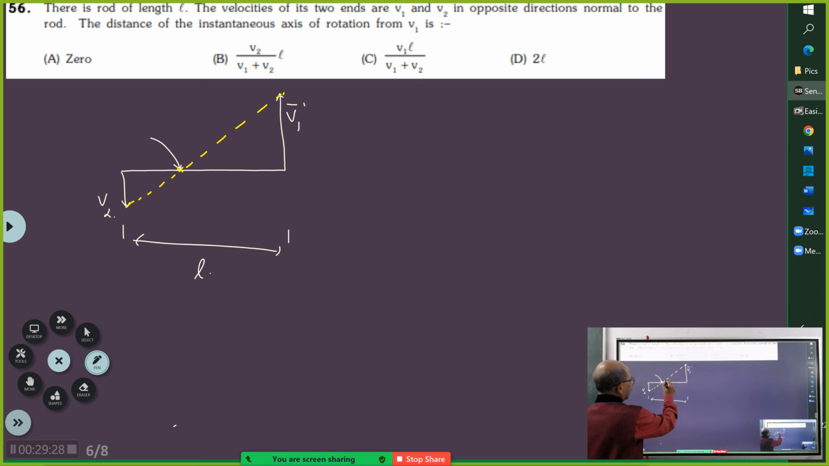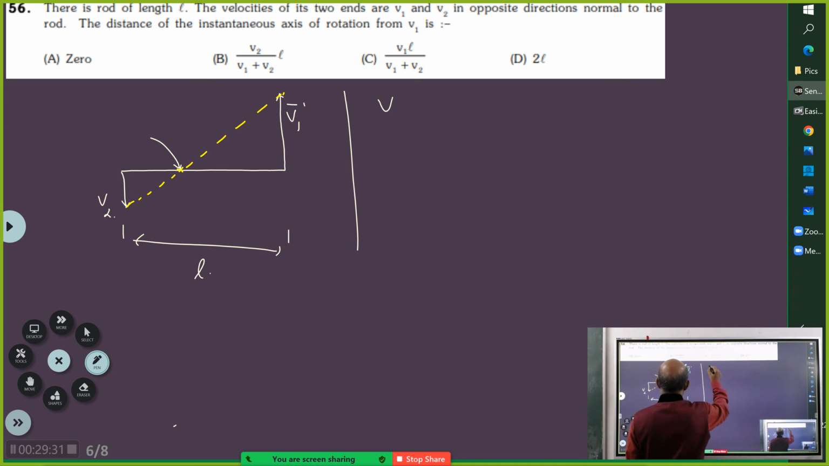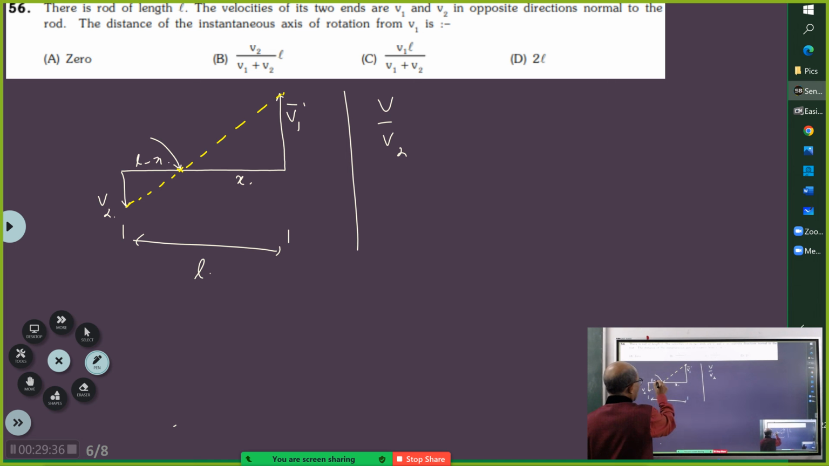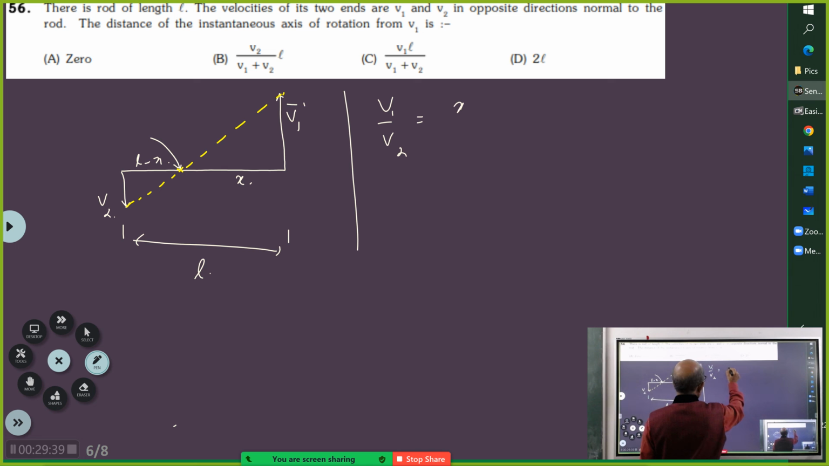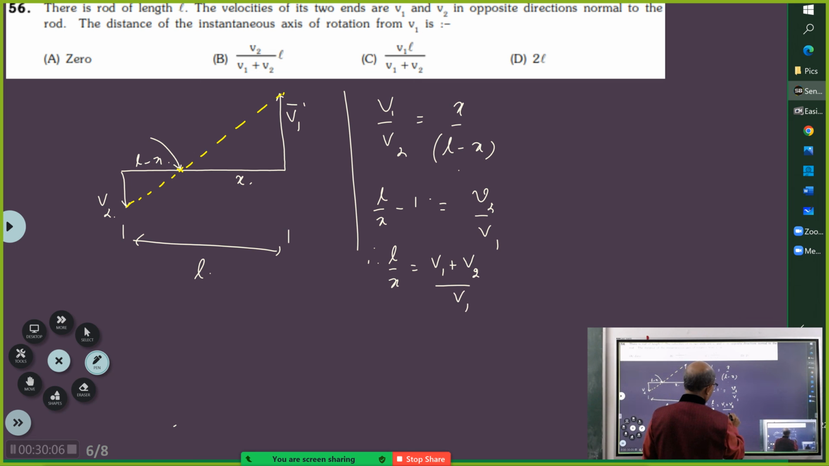So you take the similar triangles here. So it will be V1 upon V2. So if you take this distance as x, this distance will be L minus x. So this will be x upon L minus x. Just solve for this. Solve for x. That's it. So better write it inverted. If you write this inverted here, then you will get L by x minus 1 is equal to V2 upon V1. So transpose this here. L by x is equal to V1 plus V2, divided by V1.